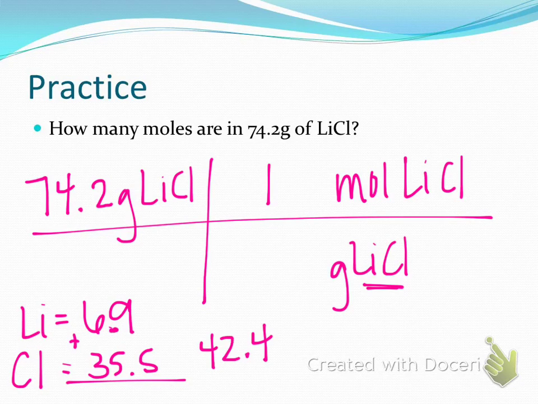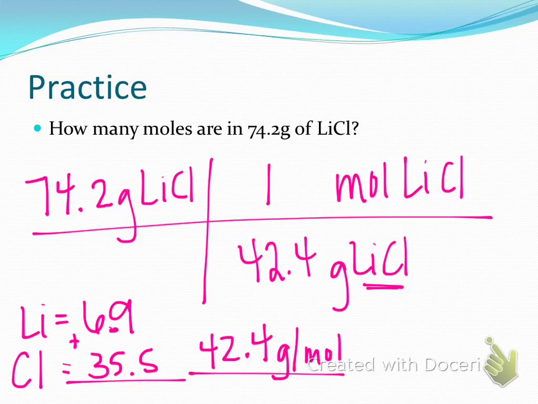And what are my units here for molar mass? Grams per mole. Okay, so now I need to plug this into my equation. I'm saying right here that in 1 mole of lithium chloride, there are 42.4 grams. Okay, grams per mole. Are we on the same page with how those numbers got there? Okay, mole always gets the 1. No matter what you're comparing it to, mole gets the 1. So now we multiply across the whole top, divide by the whole bottom.